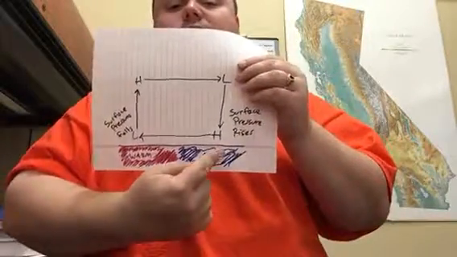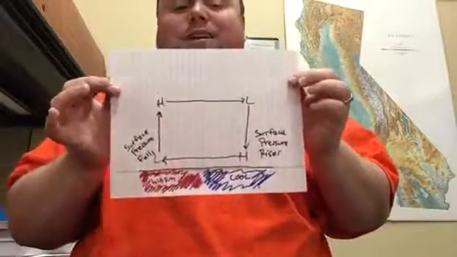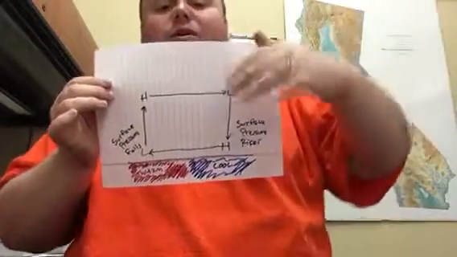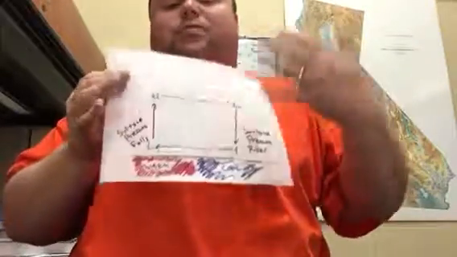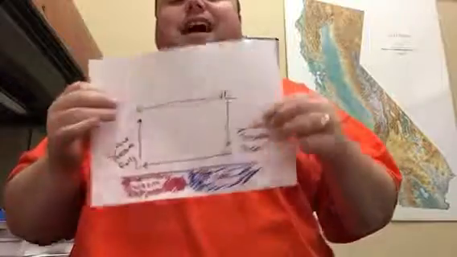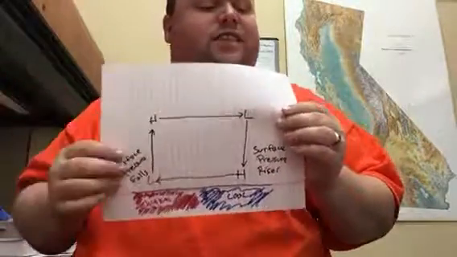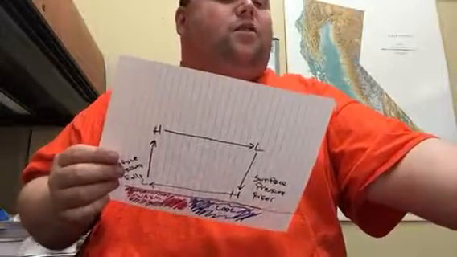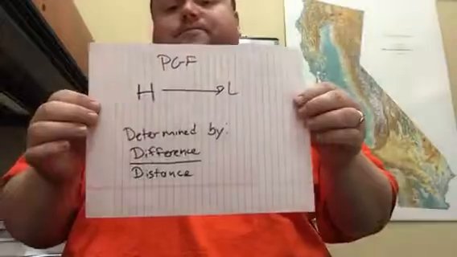And then again, winds move from high to low. Now, one of the things I really want to stress here, a lot of people get confused when they think hot air, cold air. Think about high pressure and low pressure. That's what I really want you to get. I want you to understand the ideas of high pressure and low pressure. Now, with that said, we call this the pressure gradient force.